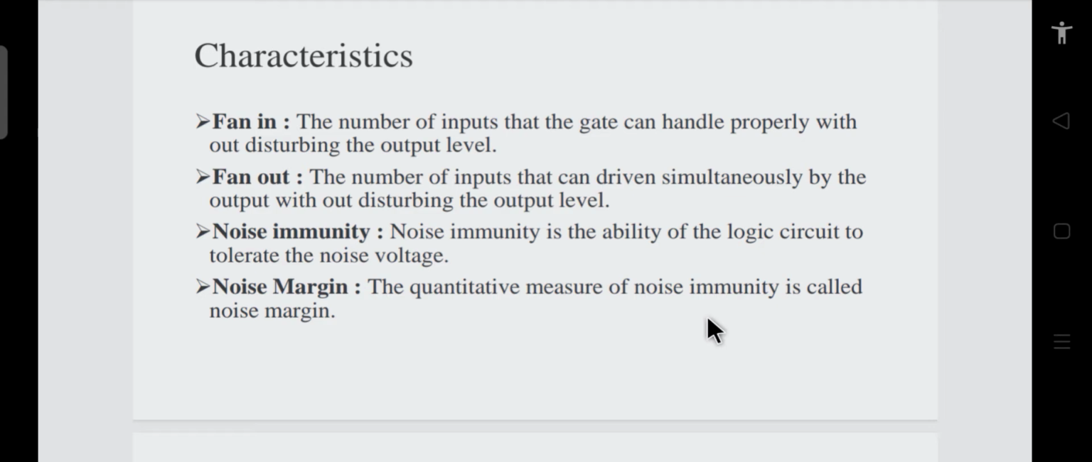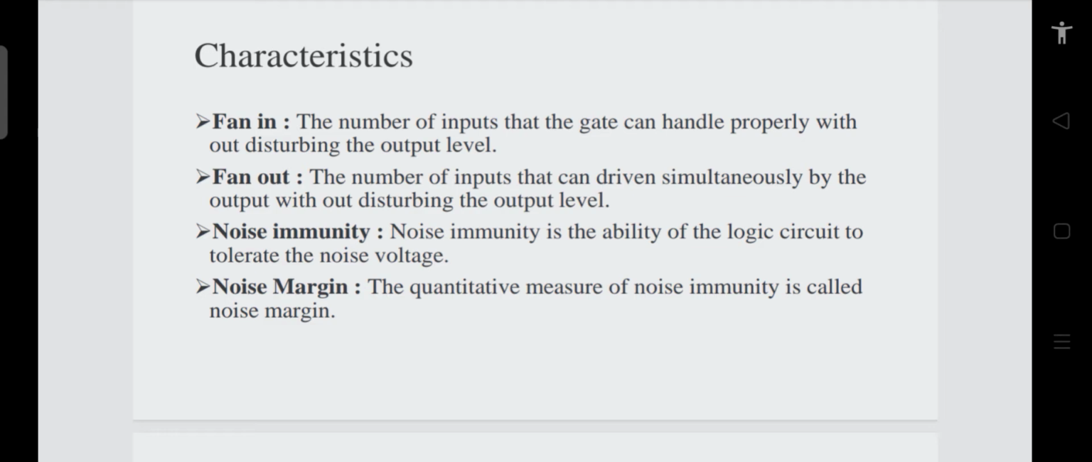There is an important parameter which is called fan-in. Fan-in of a logic family is the number of inputs that the gate can handle. So if you are realizing a NAND gate with the help of a logic family, with the same type of gates, how many of the same gates can be applied to the input of a gate? That capacity is called the fan-in of that logic family. Our aim should be to apply as many inputs as possible.